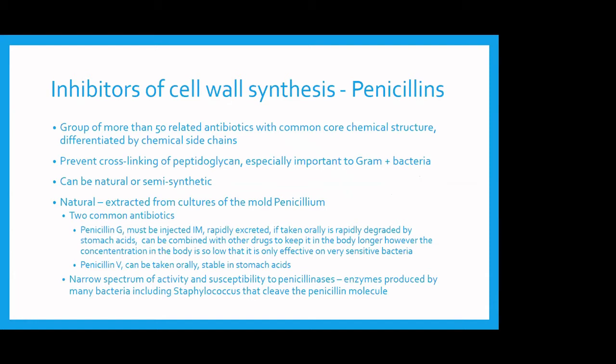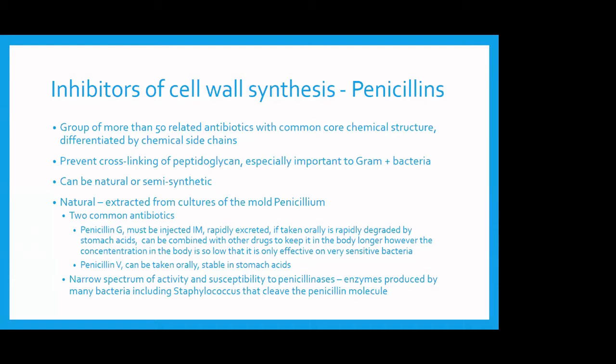So penicillins can be all natural, made completely by other microbes, or it can be semi-synthetic, meaning that we take parts of the penicillin made by microbes and add some stuff to it in a lab to make it better. Our natural penicillins are penicillin G and penicillin V. Penicillin G has to be injected. Penicillin V can be taken as a pill because it's stable in stomach acid, whereas the other one is not.